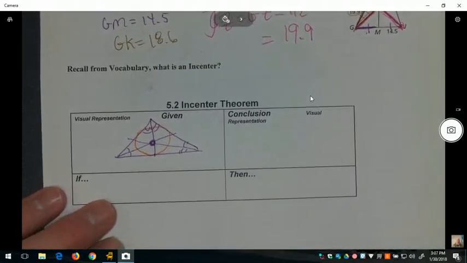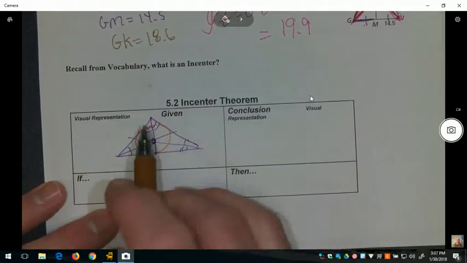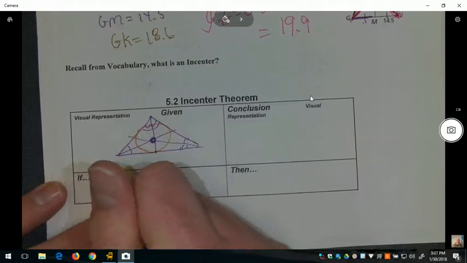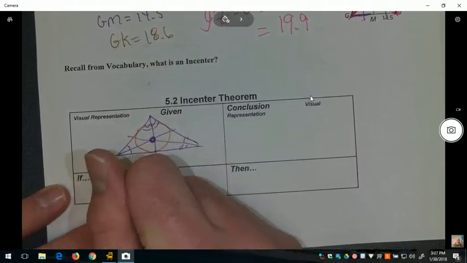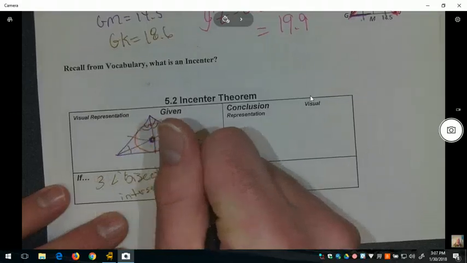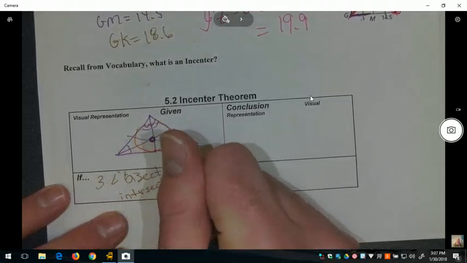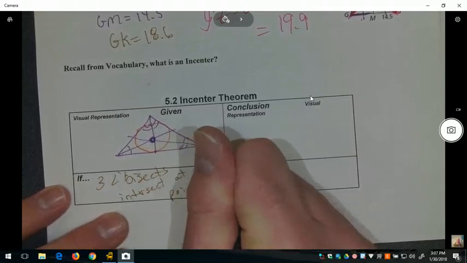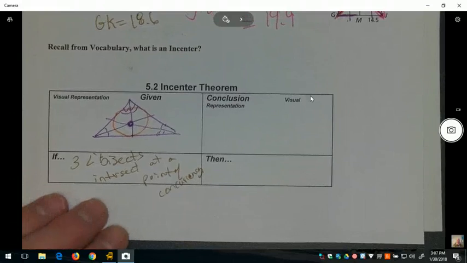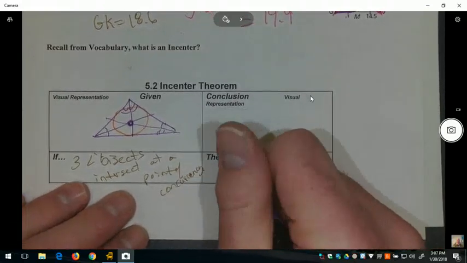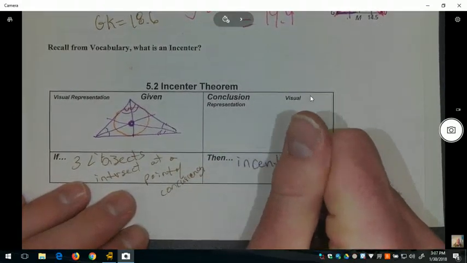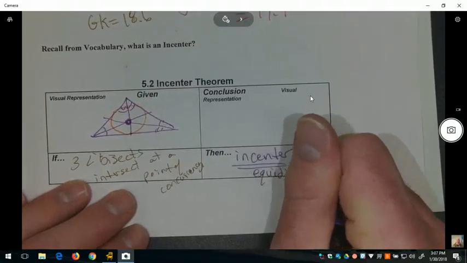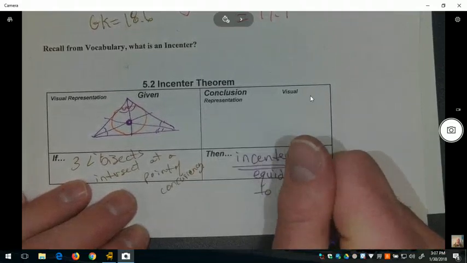Well, if the three angle bisectors intersect at a point of concurrency, you can get the formal definition from the book if you would like it. Then, that point, which we know is the incenter, this is the thing we need to know about this theorem. The incenter is equidistant to all sides.